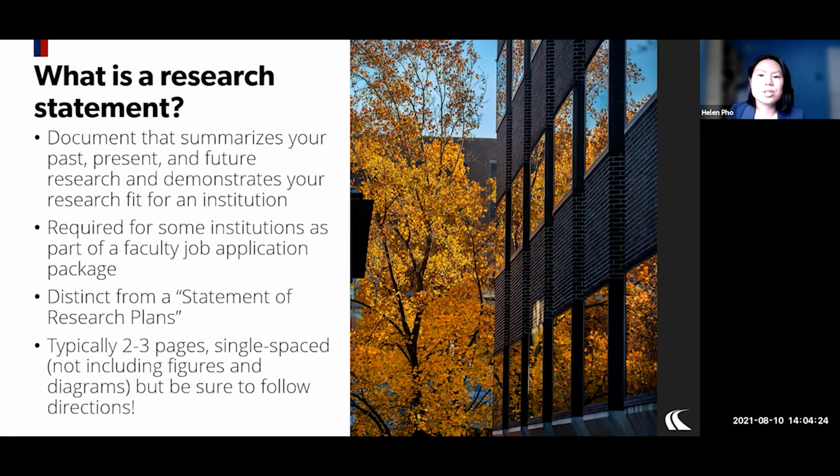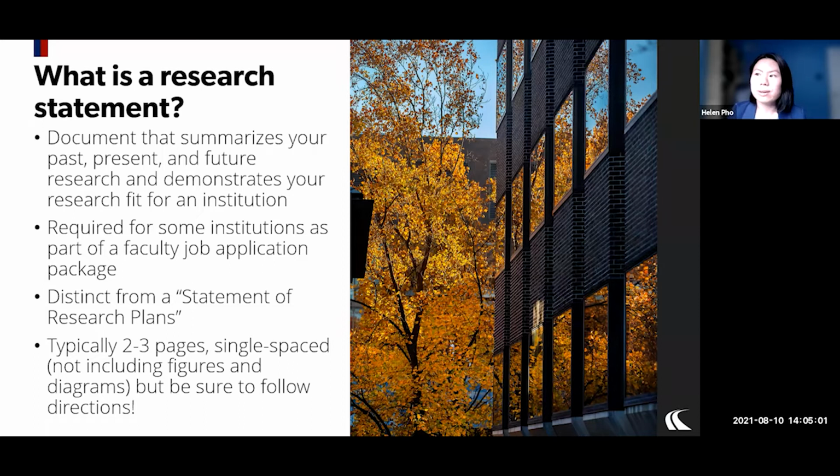So you want to pay attention to what it is that the institution is asking for. Sometimes you might see that they're asking for a research proposal. They might be asking for a statement of future research plans, or just a research statement. A statement of research plans or future research is all future focused. The overwhelming majority of such a document would need to focus on your future, and what you will do in terms of your research.